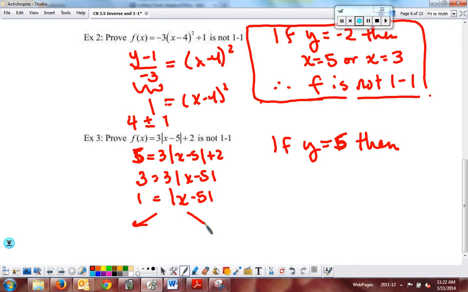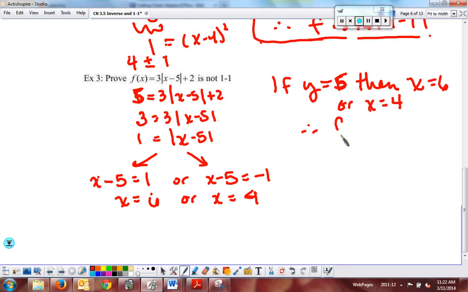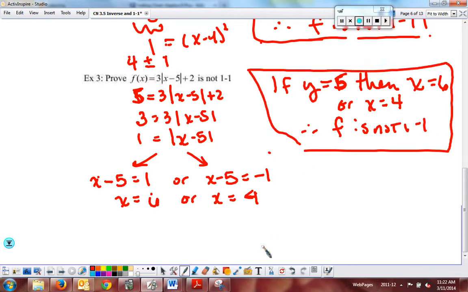How do I solve absolute value? x minus 5 equals, come on, remember chapter 1, 1 or x minus 5 equals negative 1. So x is 6 or x is 4. Then x equals 6 or x equals 4. Therefore, f is not 1 to 1. You just have to find the counterexample.